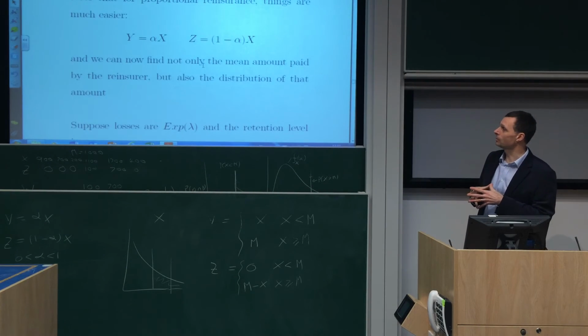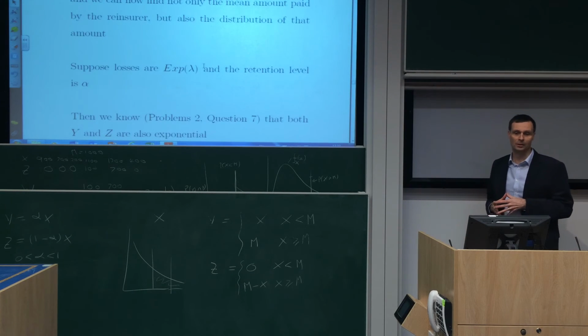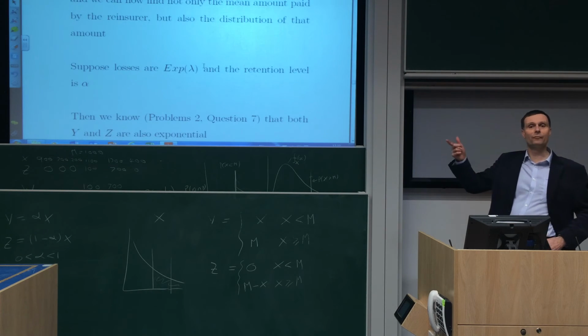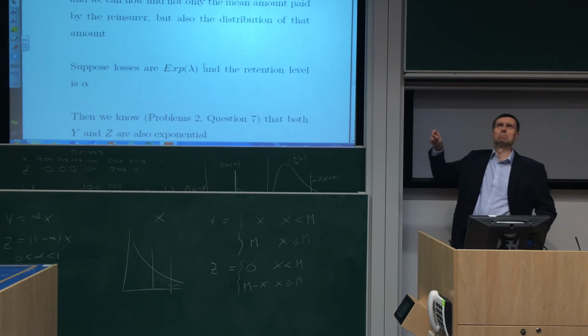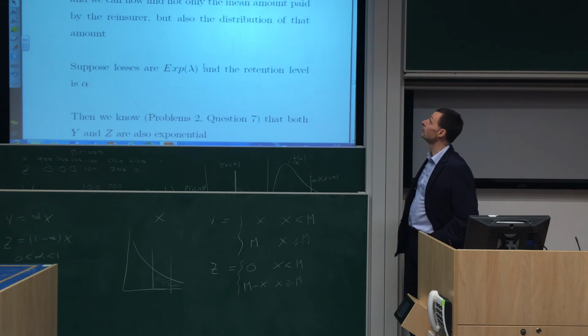It's a transformation. In fact, it was on a problem sheet, where we did it for the exponential. It's an easy transformation. If you have f of x, what is f of y? Well, f of y will be f of x times the derivative dx by dy, the Jacobian.